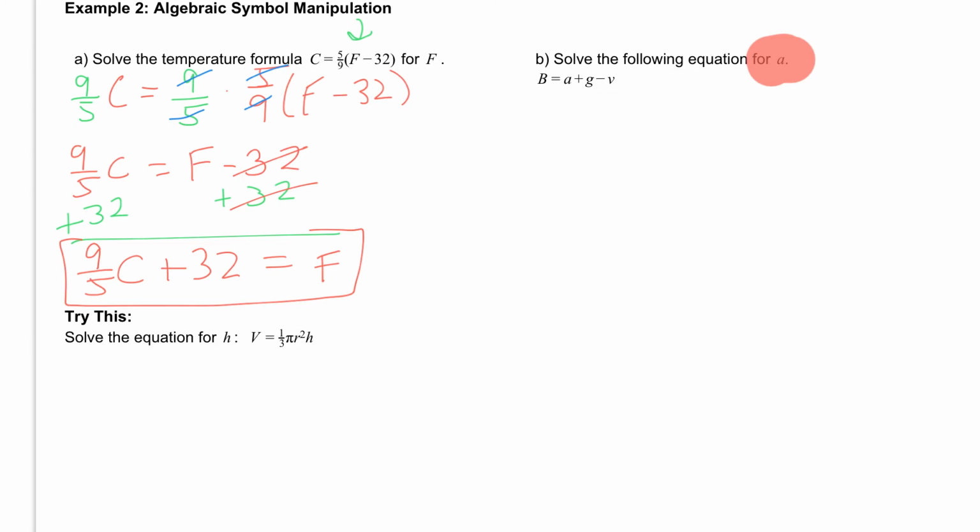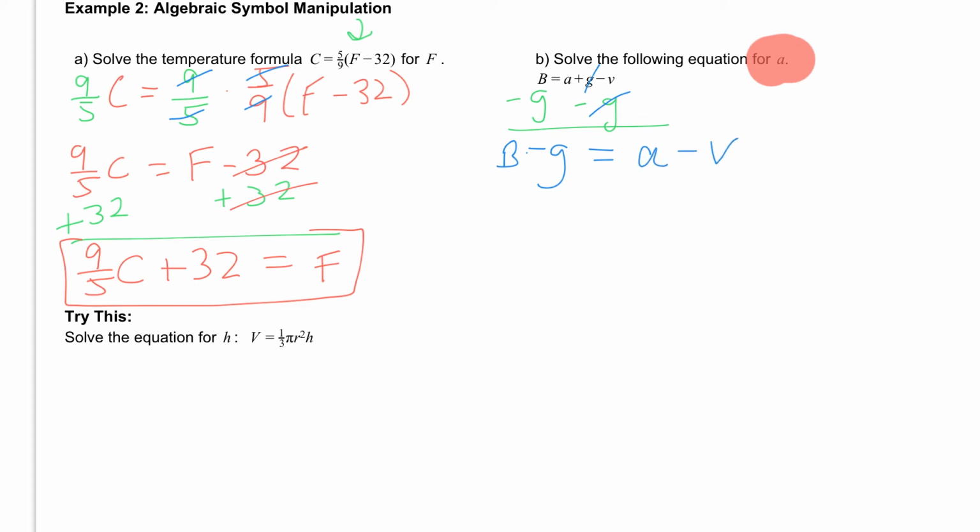The opposite of adding G would be to subtract G. So I'm going to subtract G on the right, which means I also have to subtract G on the left. And I get B minus G on the left-hand side. I can't simplify it. They're not like terms. On the right, this positive G and negative G will cancel, and I have A minus V.